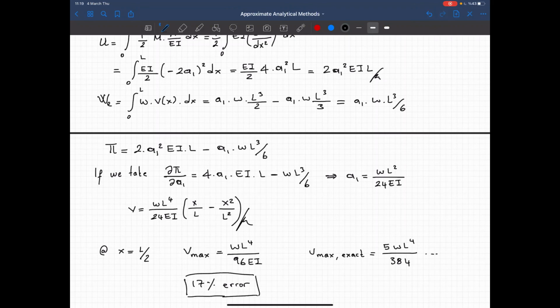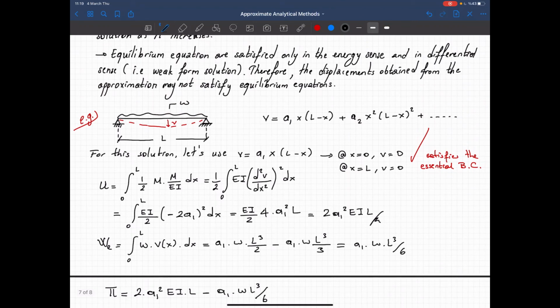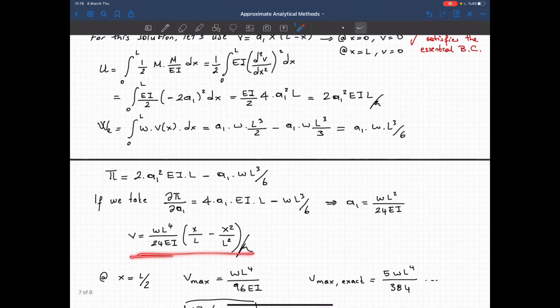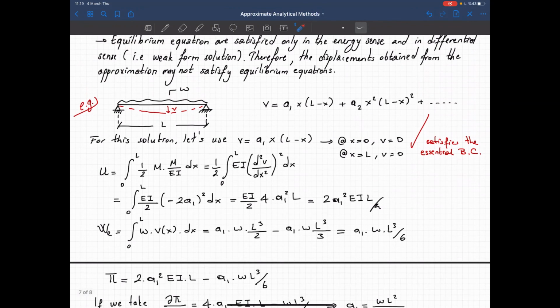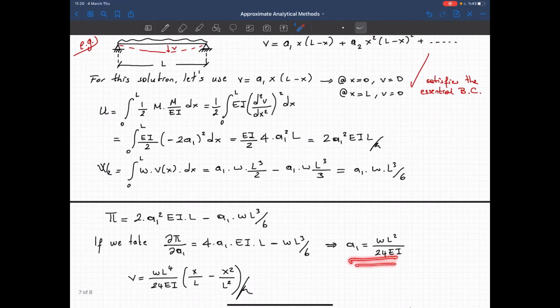But of course, if you use a higher order, if you just add this variable and determine the values of A1 and A2, you get a better displacement field approximation and you get a smaller error. The important thing here is, as you see, these coefficients, the A1, A2, or you can use more coefficients, don't have a physical meaning, but at the end of the day, it helped us to determine the displacement field interpolation.